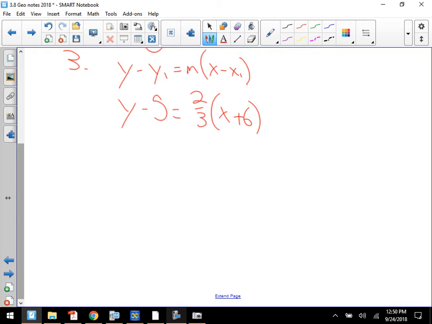Distribute in. We get 2/3 x. Use your calculator if you don't remember how to work with fractions, and you get, very good. And then lastly, what do I have to do with that -5? Excellent. What's 4 plus 5? 9.